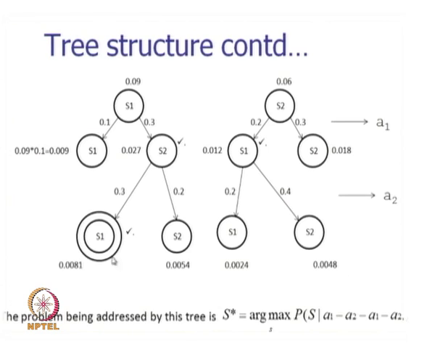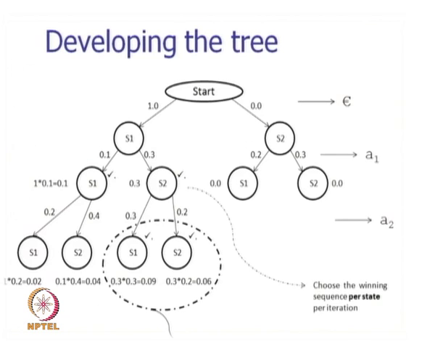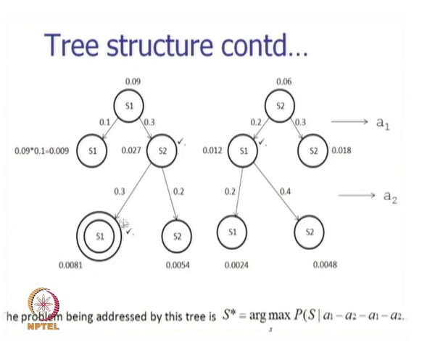Therefore, this is the winner node, and when we work backwards, we can recover the state sequence which has the highest probability corresponding to the observation sequence A1, A2, A1, A2. So, the winner sequence would be S1, S1, S2, S1, S2, S1. This is the best possible state sequence as far as the output observation sequence is concerned.